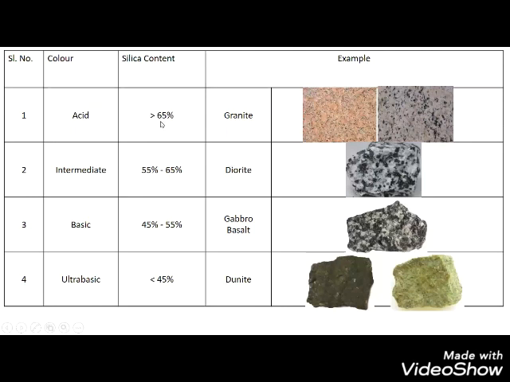Discussing the different colors of igneous rocks. The color is actually based on the silica content. It is classified into acidic, intermediate, basic, and ultra basic. Acidic igneous rocks will have greater than 65% of silica content, so they will be light in color. Intermediate rocks will have silica content between 55 to 65%. They will have intermediate color.